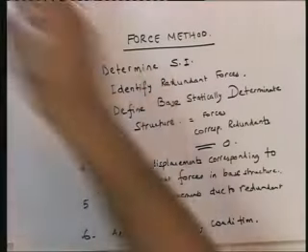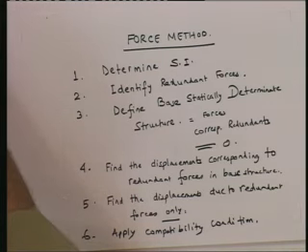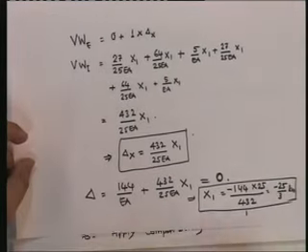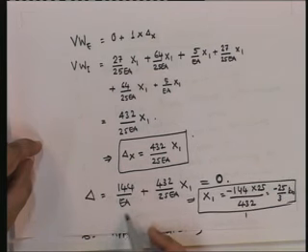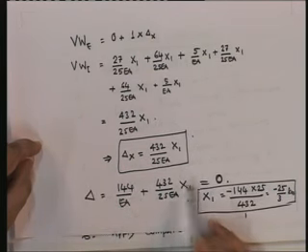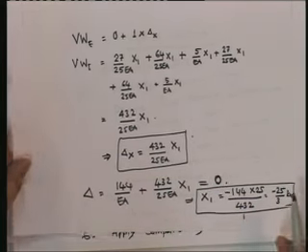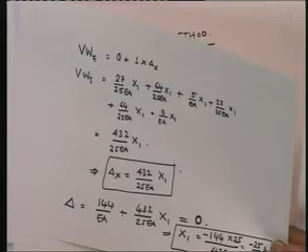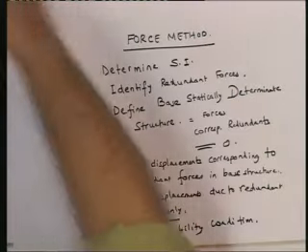What was the compatibility condition? The compatibility condition was that the actual delta, which is the delta due to the loads alone plus due to the redundant, was equal to zero, and from that we solved and we got the redundant forces. Okay, that is the force method.